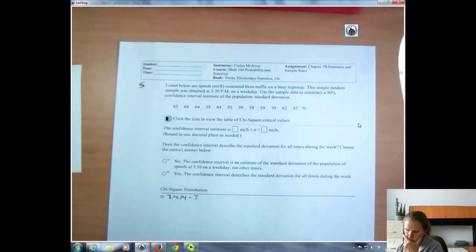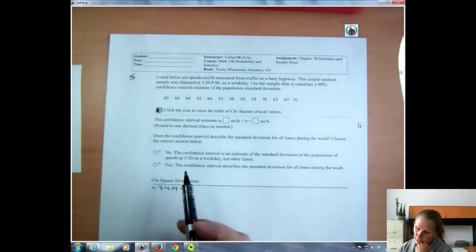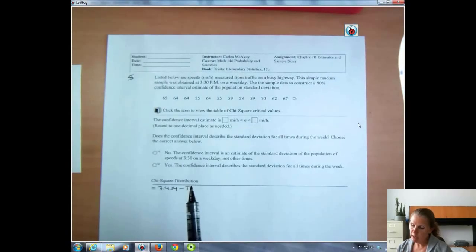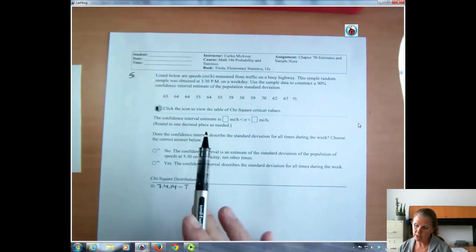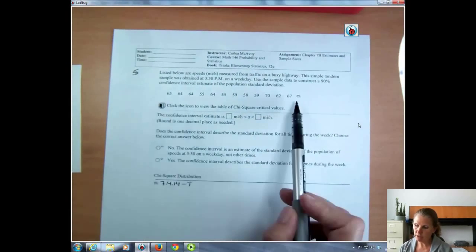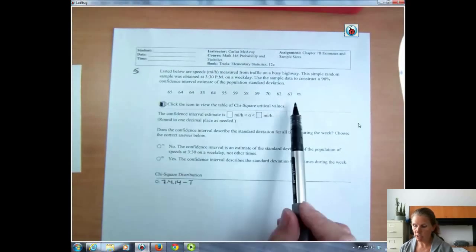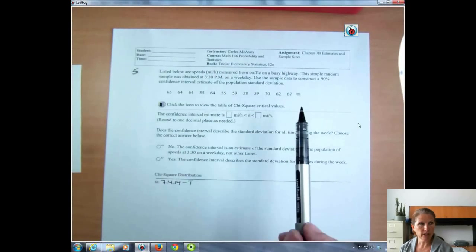Okay. Listed below are speeds measured by traffic on a busy highway. This simple random sample was obtained at 3:30 p.m. on a weekday. Not information we really need, I'd say, except that we're talking about 3:30. Use the sample data to construct a 90% confidence interval estimate of the population standard deviation. The interesting thing about this is that we don't have the sample standard deviation. We have to go find it, right?